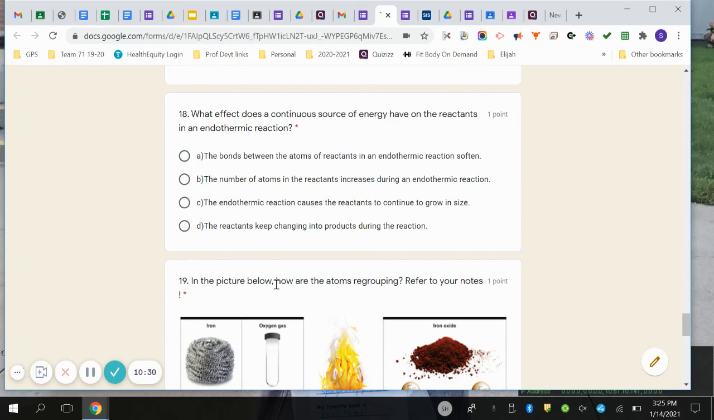Number 18. What effect does a continuous source of energy have on the reactants of an endothermic reaction? A, the bonds between the atoms of reactants in an endothermic reaction soften. B, the number of atoms in the reactants increase during an endothermic reaction. C, the endothermic reaction causes the reactants to continue to grow in size. D, the reactants keep changing into products during the reaction. Think about what you've learned and what you know.